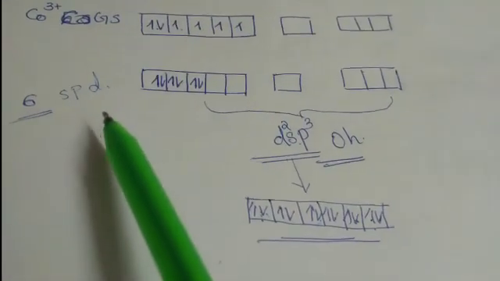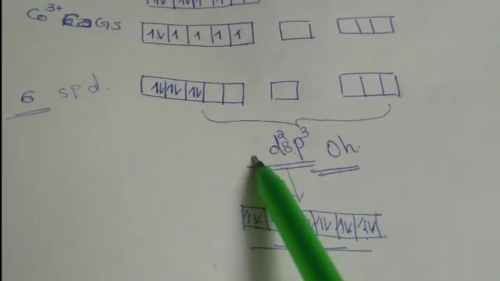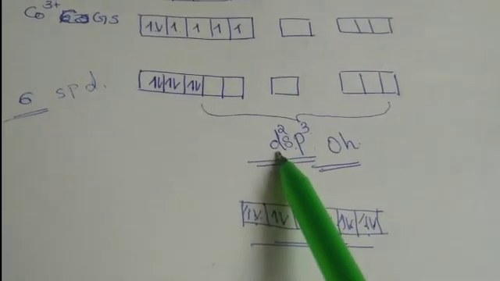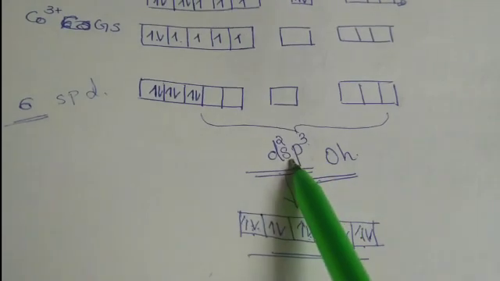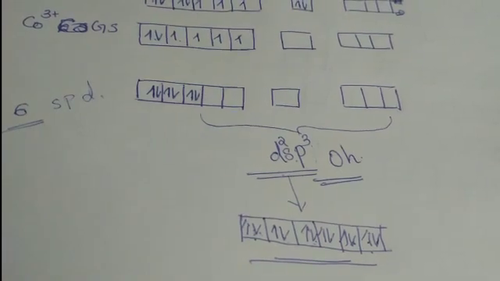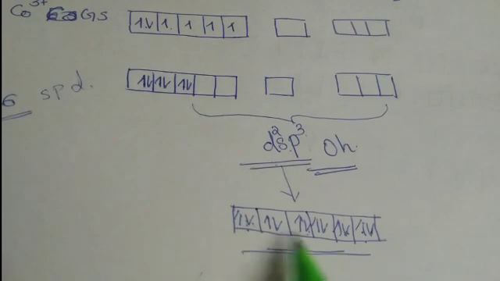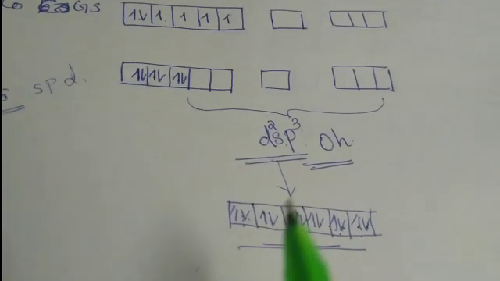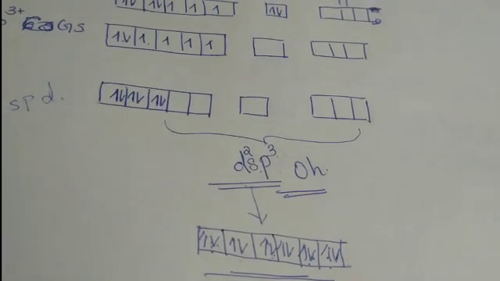And from the hybridization, we can predict the geometry of the complex. Since the hybridization of the complex is d2sp3, this complex is an octahedral complex. Okay, and there are no unpaired electrons, isn't it? So this is a diamagnetic complex. The magnetic property of this complex is diamagnetic. This is all the information we will get.